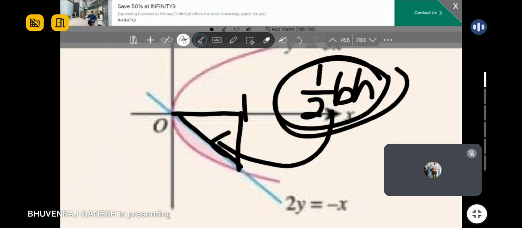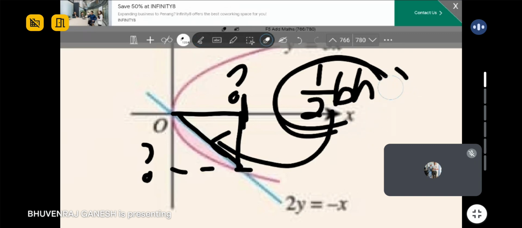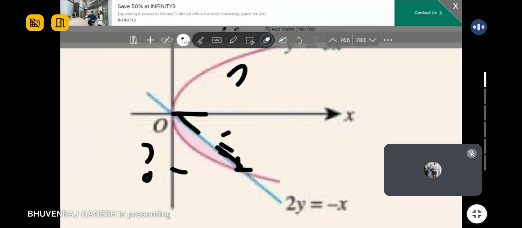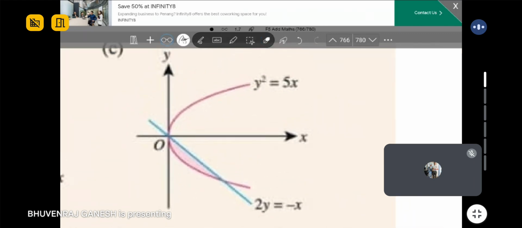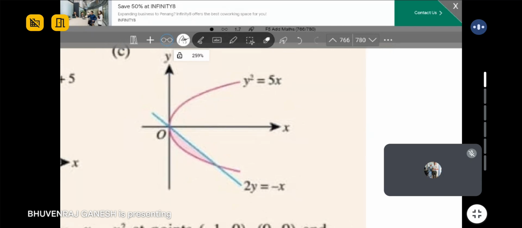But you must know this value and you must know this value. Kamu kena tahu dua-dua nilai ni dulu. So how to know? Simultaneous equation. Okay, kamu kena selesaikan persamaan serentak again. So kamu dah ada persamaan. You have the equation, so direct solve lah as usual.